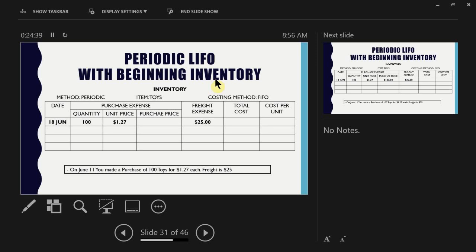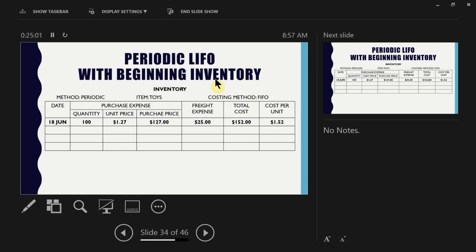So again, on June 18, we purchase 100 items at $1.27, right? The purchase price is $1.27 plus our freight of 25 cents to give us a total of $1.52. Of course, we still need to do our cost per item, which again is going to be $1.52, 152 divided by 100. So there's our next batch that we purchased. It's technically our second batch if you count your beginning inventory as your first batch.